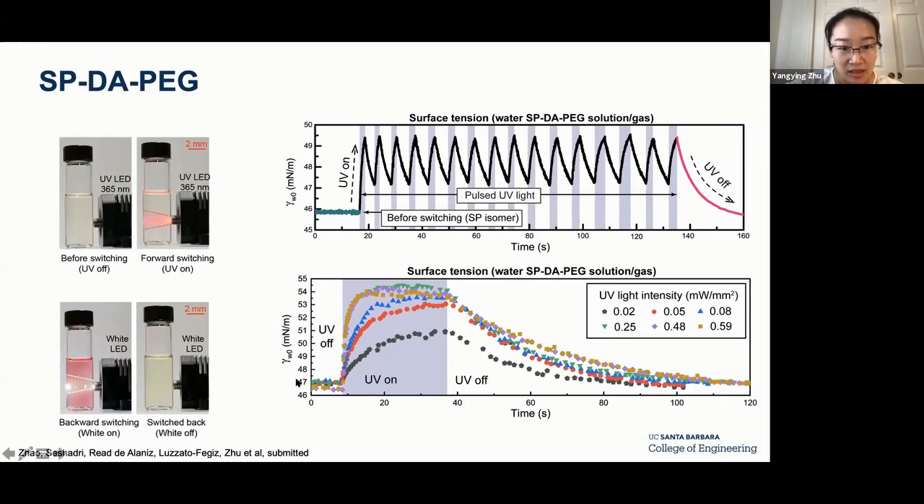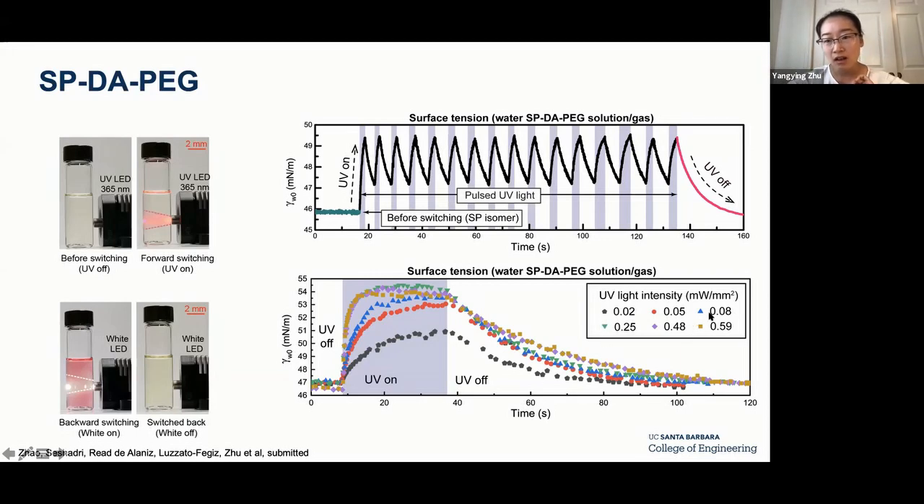You can see that this is, again, water. And you may recall that water has a surface tension of 72, normally. And usually adding surfactant will lower the surface tension, and that's indeed what we see. So adding surfactant, your surface tension becomes 47, 46, but then when you turn the light on, the surface tension increases to 54, 55. And you can notice that we only used really, really low intensity UV light, less than 1 milliwatt per millimeter square.